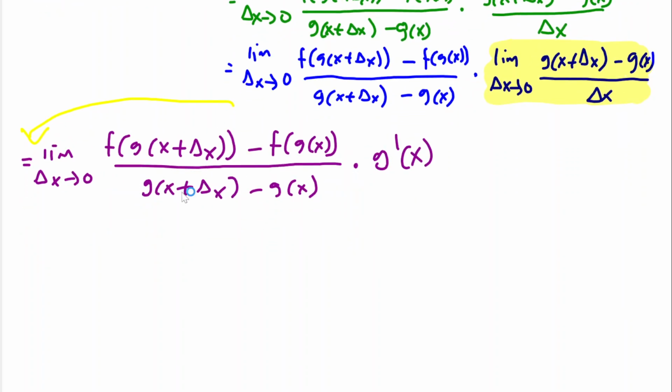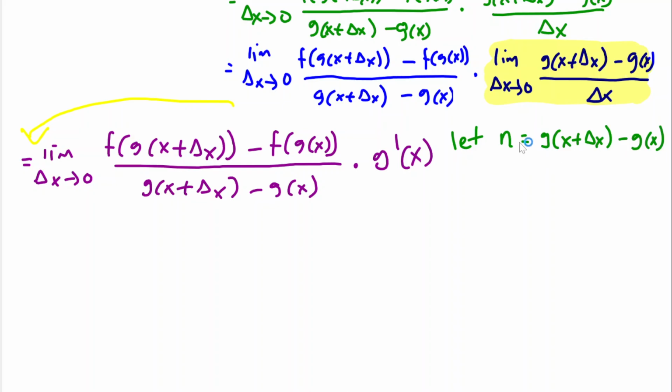So now we have to deal with this weird limit right here. How are we going to deal with it? We're going to deduce some things based off of this limit. Let's make it simple here. Let n equal g of x plus delta x minus g of x.